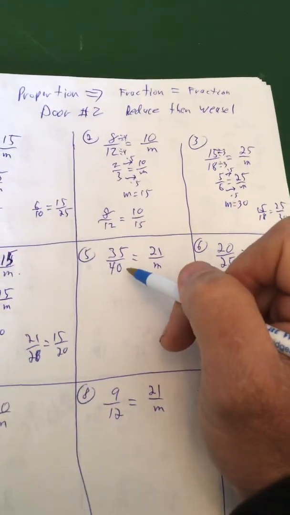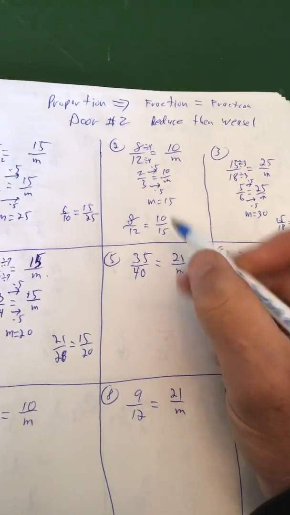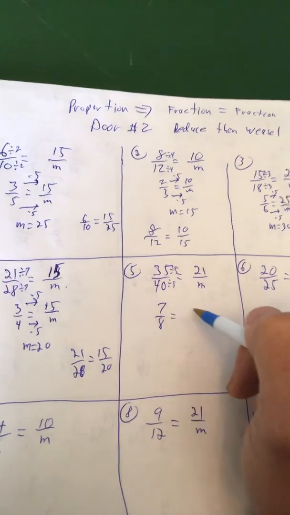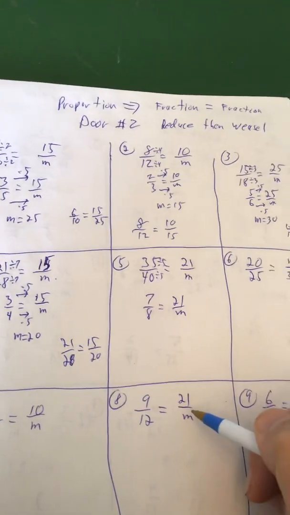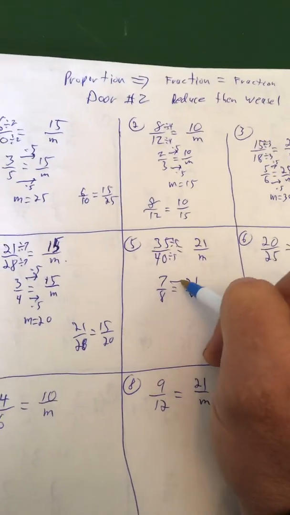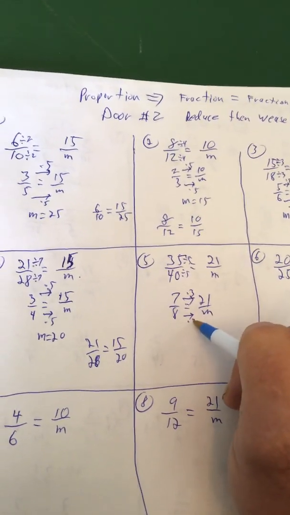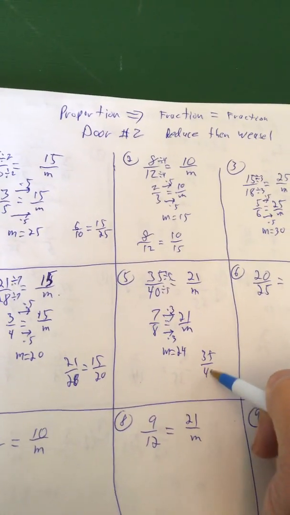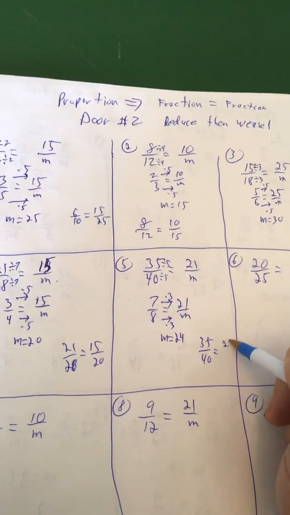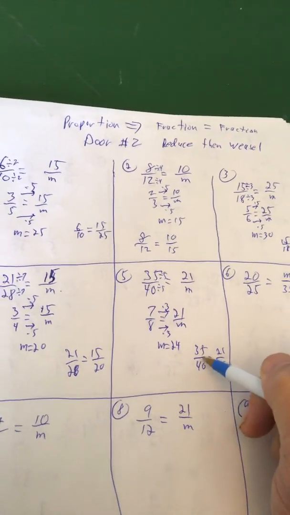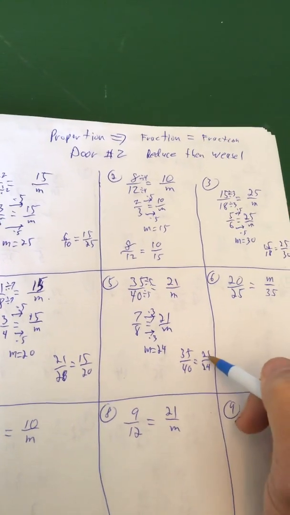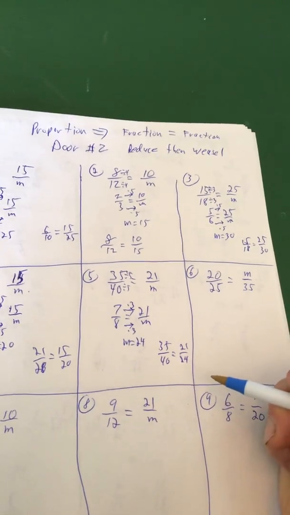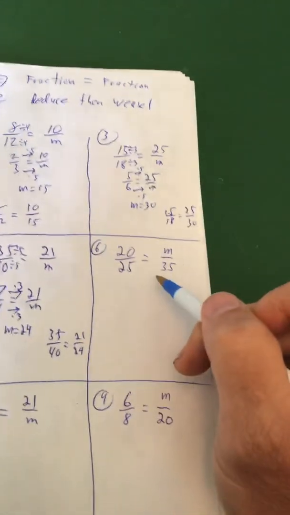So here, copy and go, hit pause. I can divide both these by 5. This is 7 over 8 equals 21 over m. And now I can see door number 1, this is just going to be times 3. So times 3. So m equals 24. 35 over 40 is the same thing as 21 over 24. They both reduce to 7/8. This is 7/8 and that's 7/8. I can divide both these by 5. I can divide both these by 3. Number 6. So copy and go.